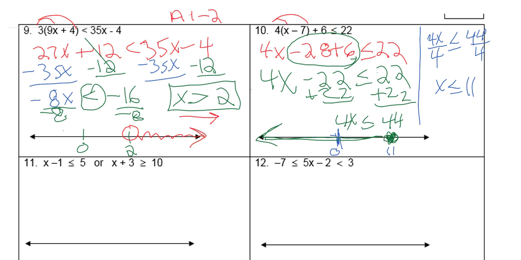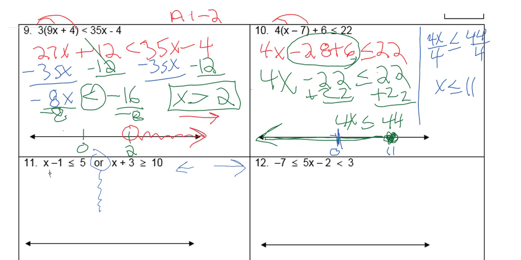Okay, let's take a look at an OR problem. This one is a disjunction problem because the inequalities are separated by OR. So typically what that means is we're going to have some shading going on to the right and another shading going on to the left. So let's set this one up just by solving them independently of each other.